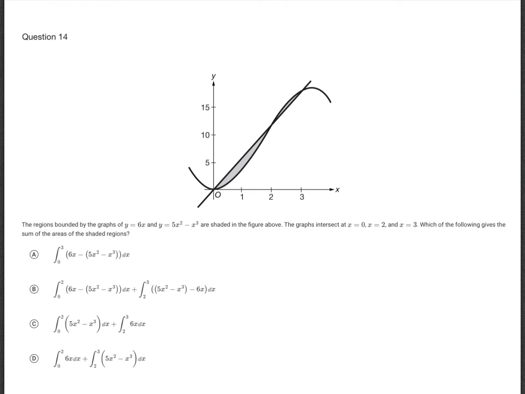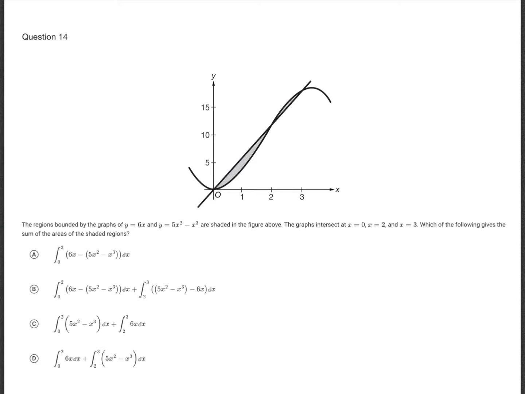Okay, the regions bounded by the graphs of y equals 6x and y equals 5x squared minus x cubed are shaded in the figure above. The graphs intersect at x equals 0, x equals 2, and x equals 3. Which of the following gives the sum of the areas of the shaded regions?